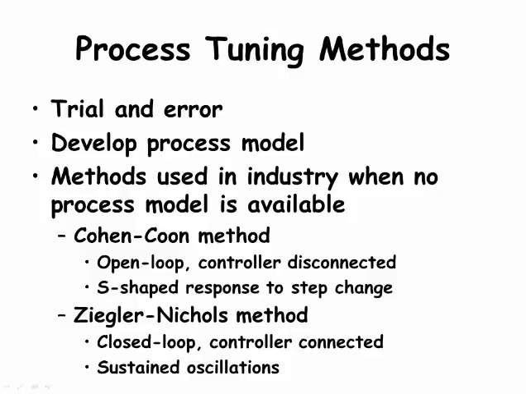The method to use will depend on whether the controller is disconnected during test runs to collect data needed, or whether the controller is connected. If you use the open-loop method, the controller is disconnected and the response will be S-shaped, and you'll be using the Cohen-Kuhn method. If you use the closed-loop method, the controller is kept in the process controlling the system. The response wanted is sustained oscillations, and you'll be using the Ziegler-Nichols method.